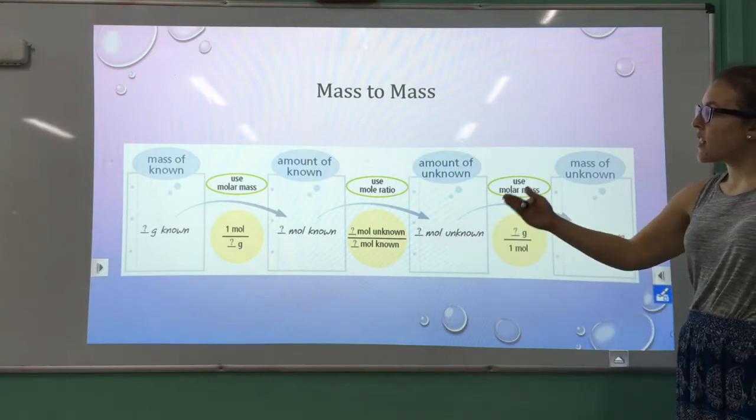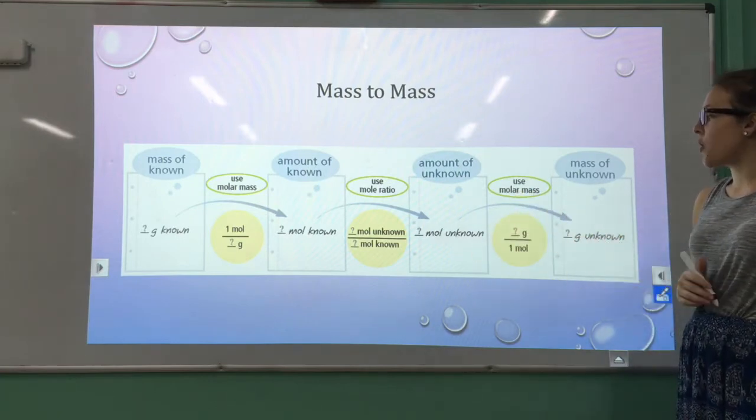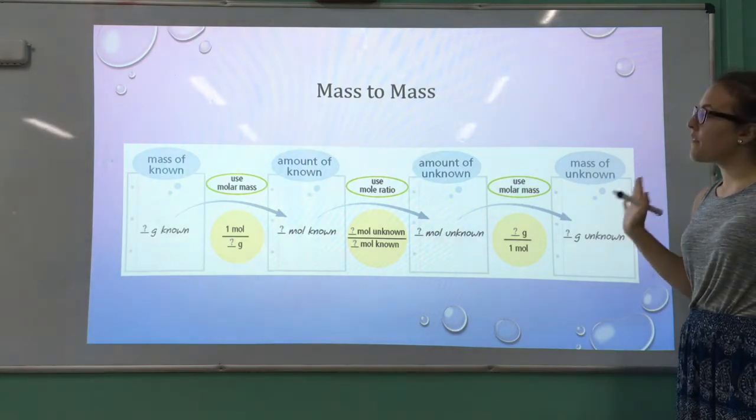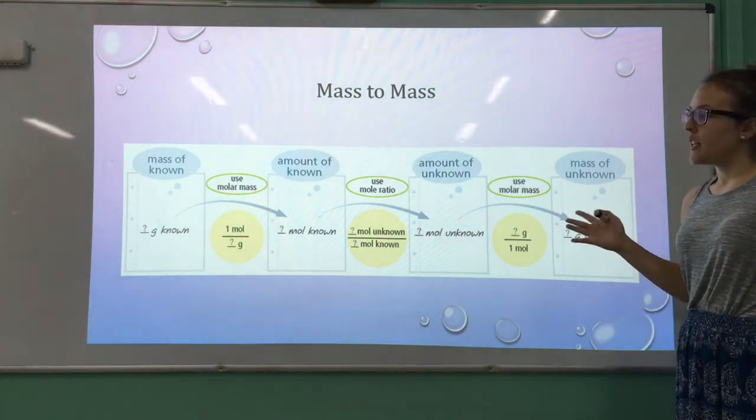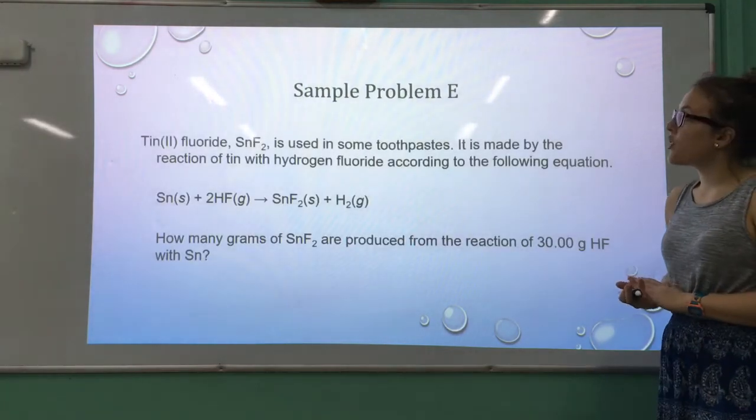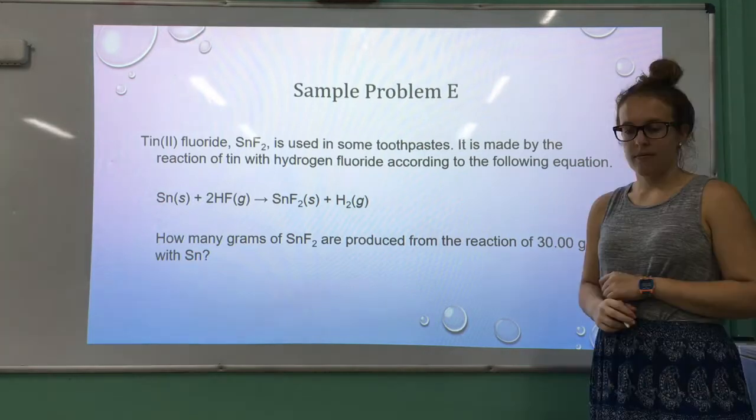So once again, this is just another picture to show you how to get there. If you want to screenshot this, or if you want to take notes off this, you can pause the video here. So we are going to look at sample problem E.